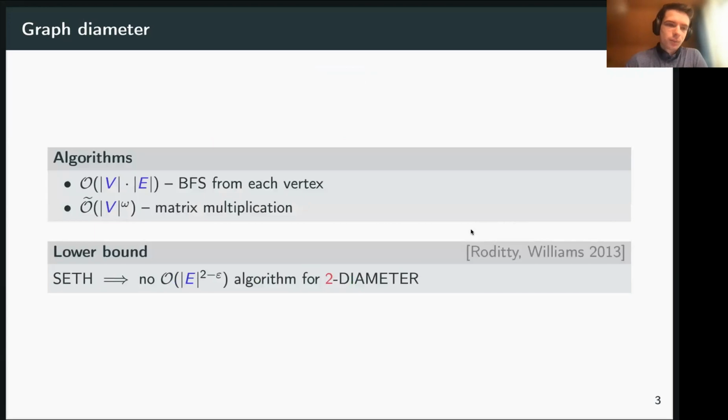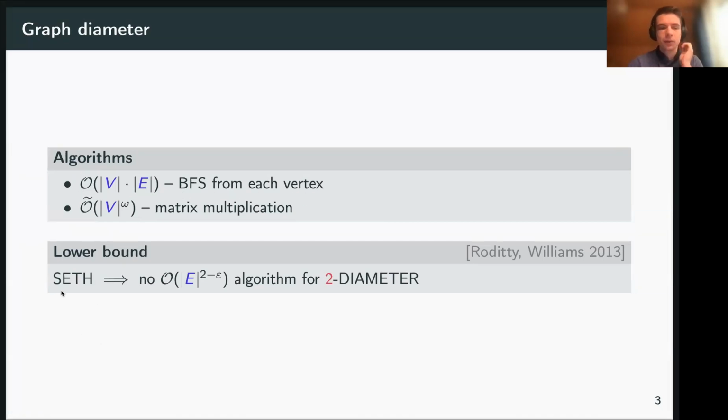Okay, so two classical algorithms for general graphs, I'd say folklore algorithms. The first one would be to run BFS from each vertex. We just compute single source shortest paths for each vertex separately, and it runs in V times E time. And if the graph is dense, then we can actually speed it up a bit using matrix multiplication, but this is of course impractical. And surprisingly, it is very difficult to improve upon this basic algorithm with BFS.